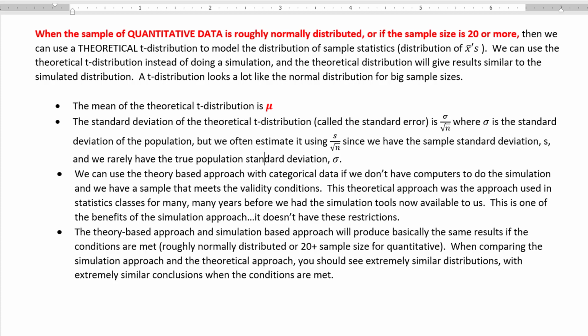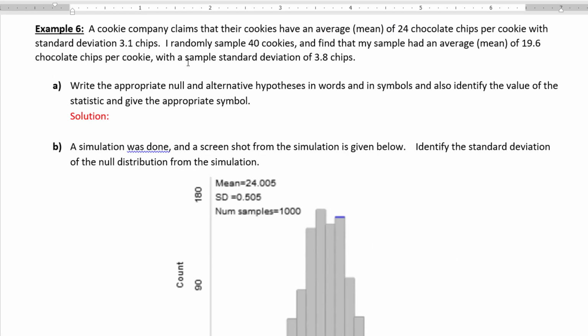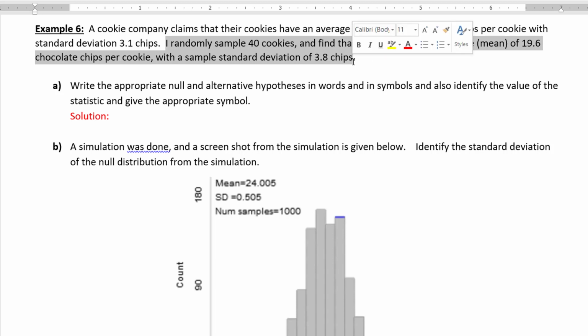So let's go ahead and try example 6. Example 6 reads as follows. A cookie company claims that their cookies have a mean of 24 chips per cookie, with a standard deviation of 3.1 chips. So notice the cookie company is claiming that about all their cookies, so about the entire population of cookies. I randomly sample 40 cookies. I find my sample had a mean of 19.6 chips per cookie with a standard deviation of 3.8 chips.